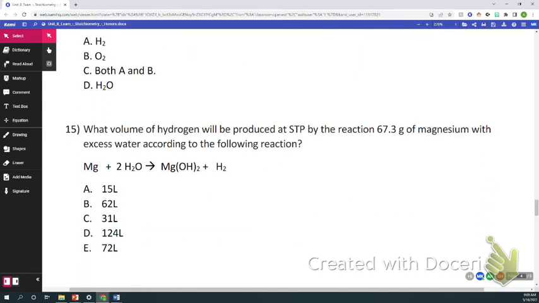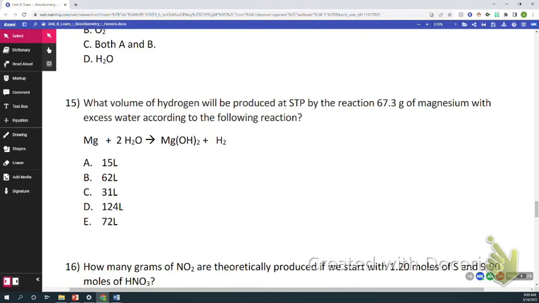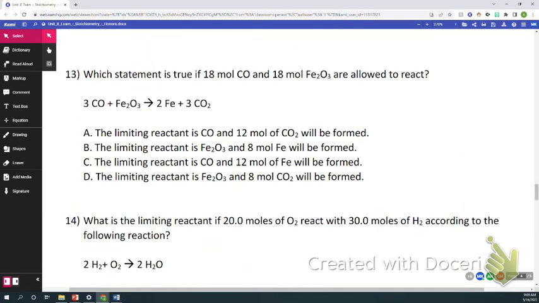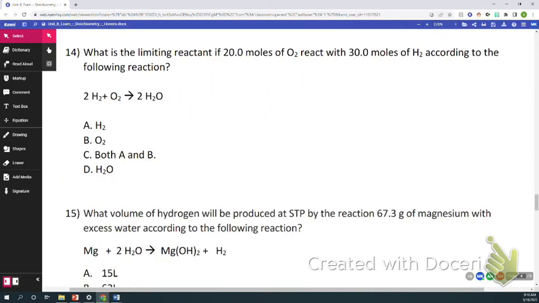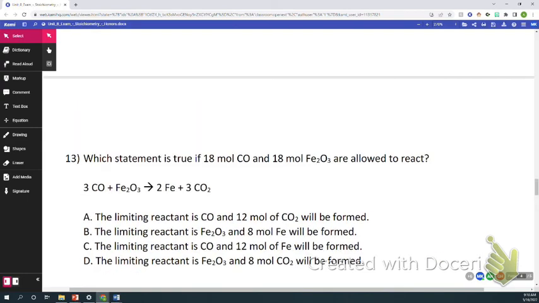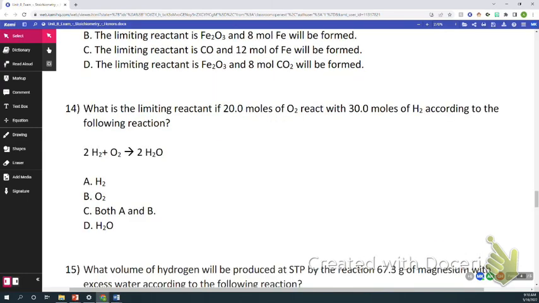It's a lot of the same stuff, so I suggest you try it. I think this one also has the answer key. If not, let me know. I think it has the answer key, so you'll have the answers too.